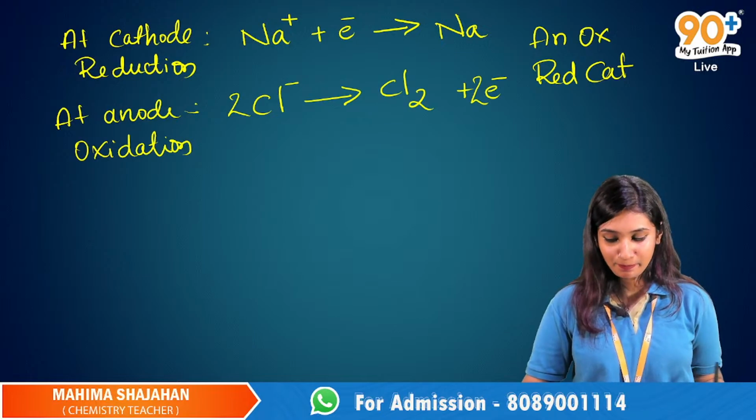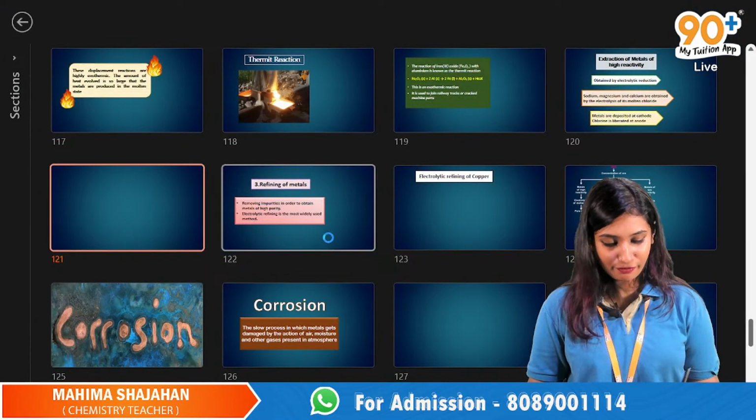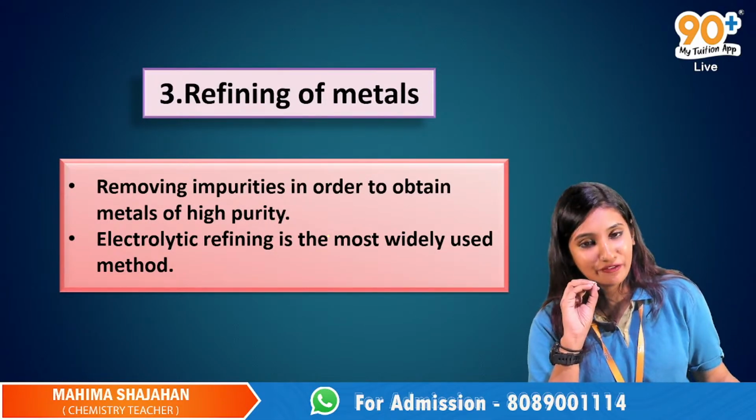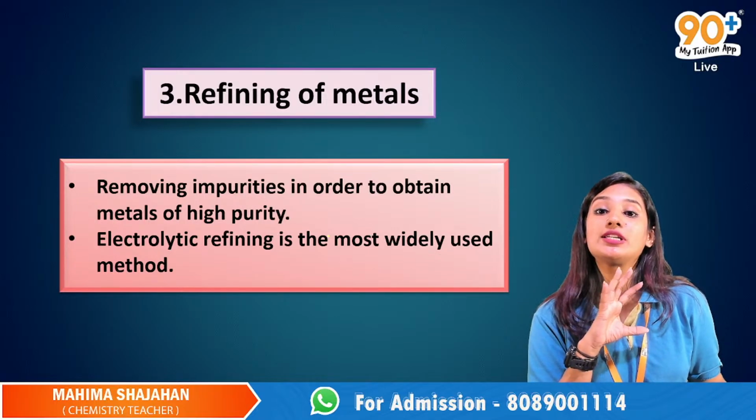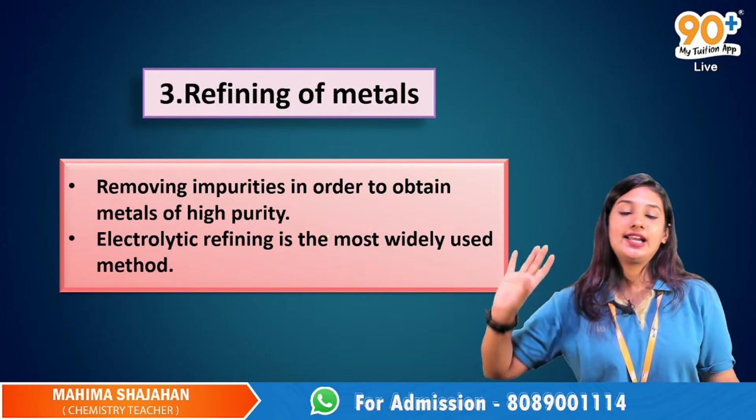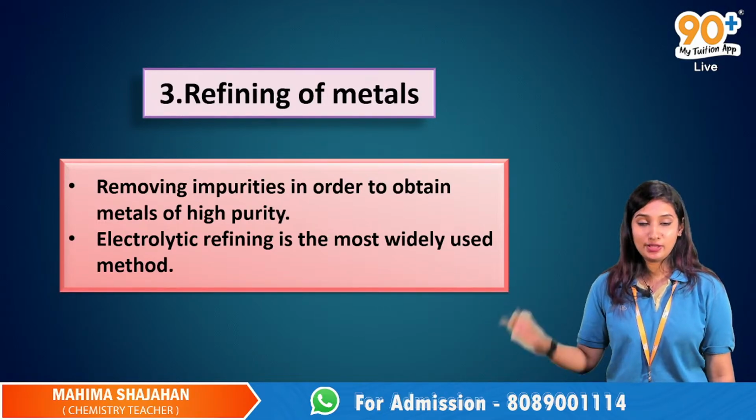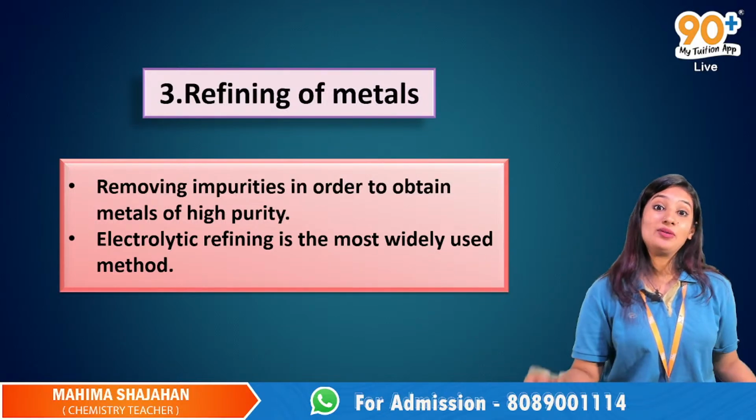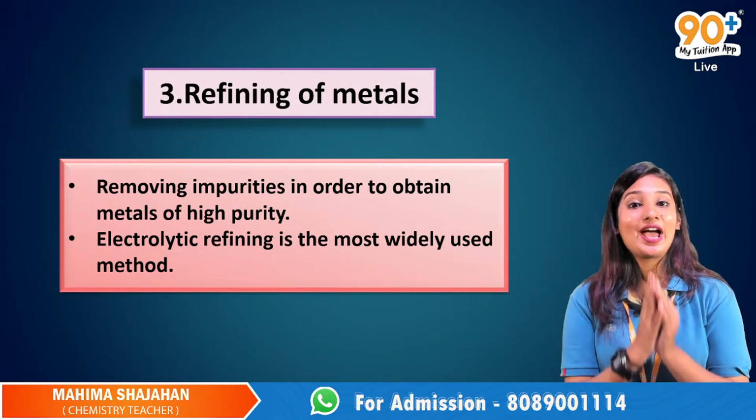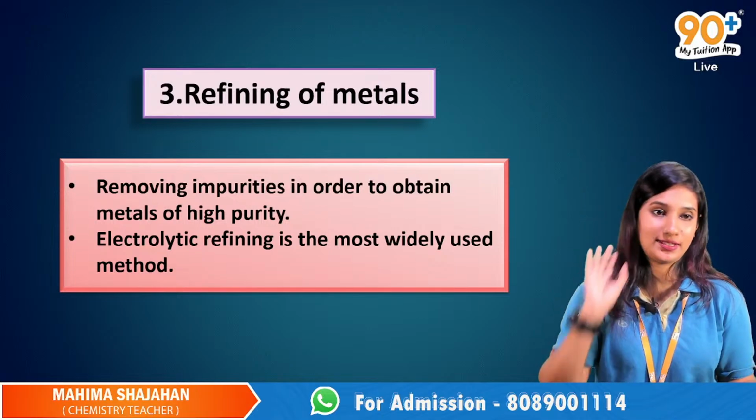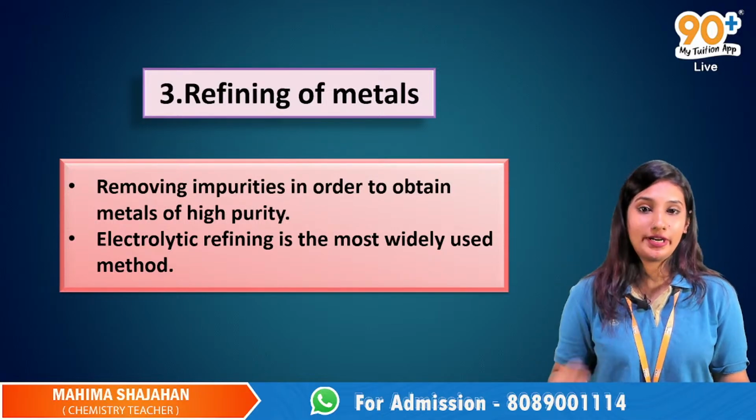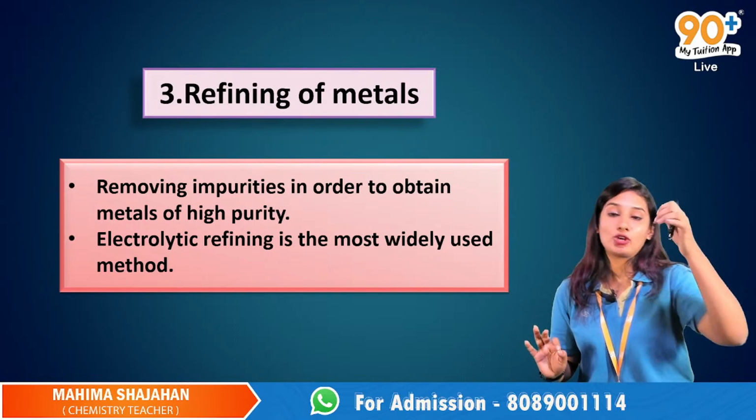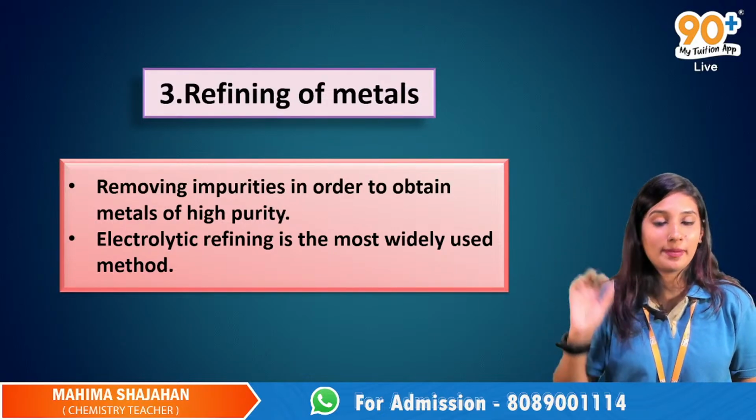Then we discussed refining of metals. The metals so obtained will definitely contain a lot of impurities, and we should remove them. അതിനെയാണ് നമ്മൾ refining of metals ചെയ്യുന്നത്. The most common method that we use is electrolytic refining, which is very important. Both anode and cathode will be of the same metal. The impure metal will be at the anode, and pure metal will be at the cathode.